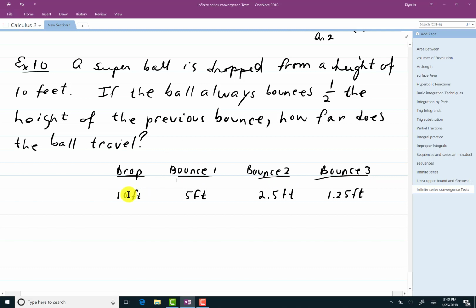But this came down just 10 feet. When it does a bounce and it reaches 5 feet, that's another 10 feet. Then when it bounces 2.5 feet, it goes down, it bounces up, and then back down, 2.5 feet times 2. So we've got 5 feet plus 2.5 feet. Well, you get the idea.